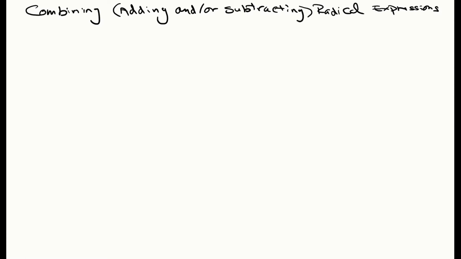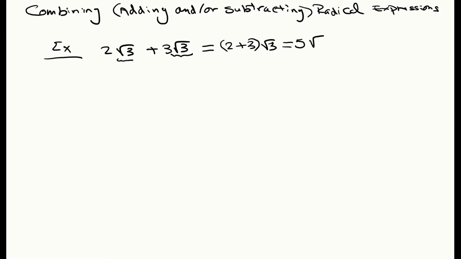So, for example, if you have a situation where you're combining two expressions such as 2 radical 3 plus 3 radical 3, the important thing that we're going to want to look out for is that the radical part be the same. In that way we can factor it out and get 2 plus 3 times radical 3, by just factoring out that radical 3, and we end up with 5 radical 3.